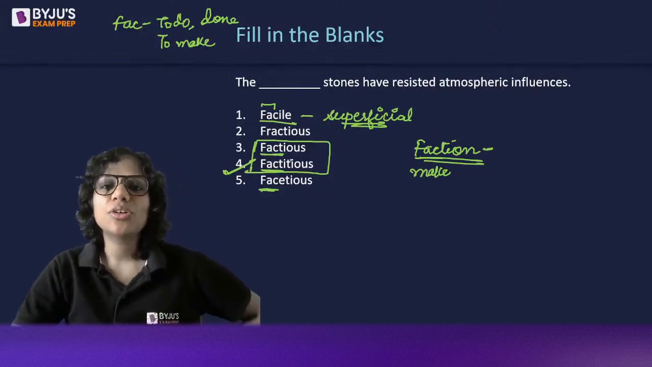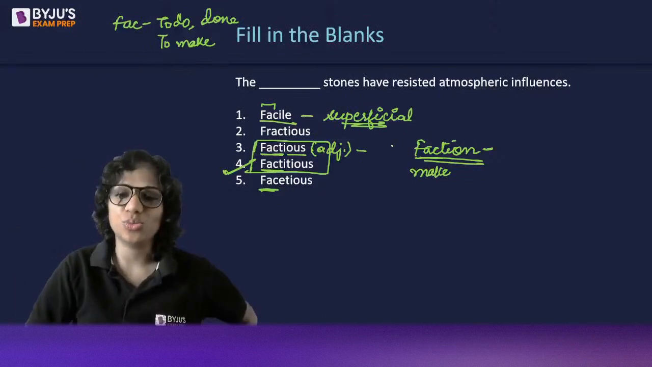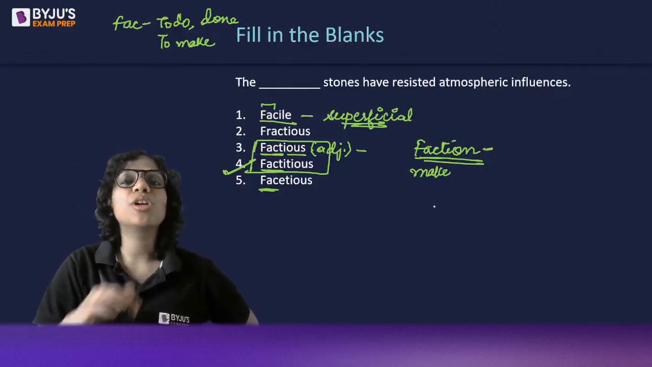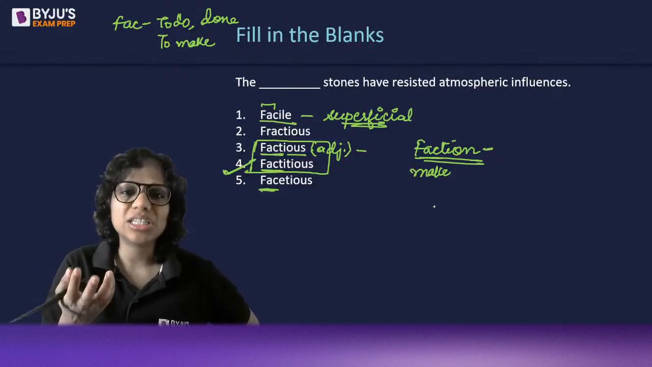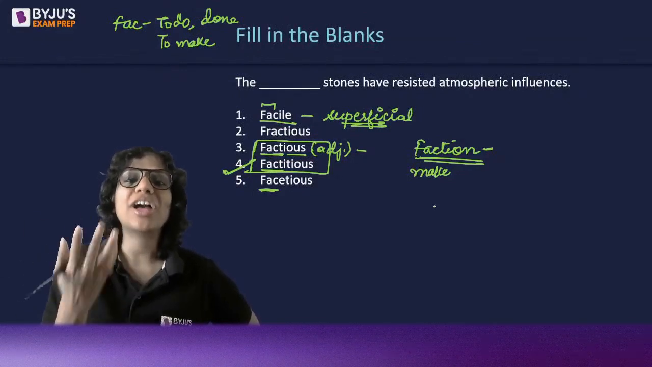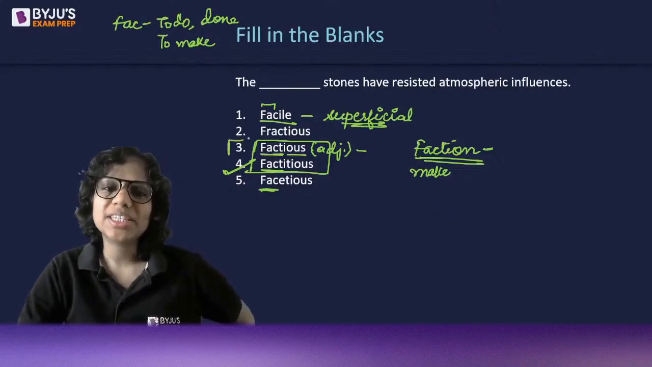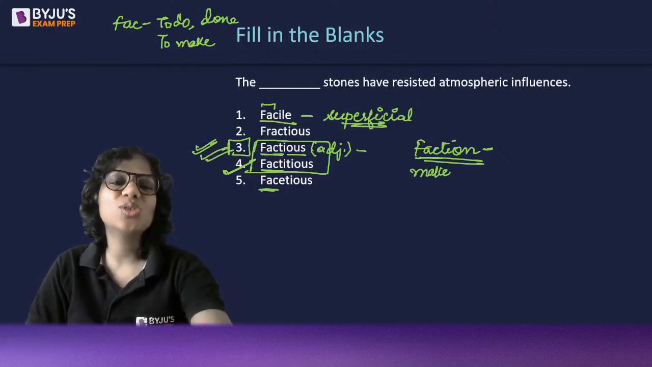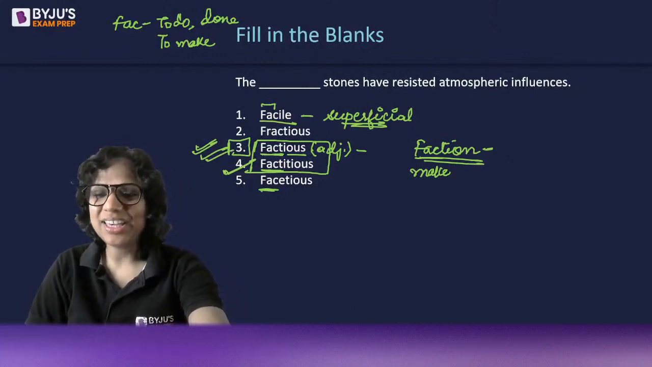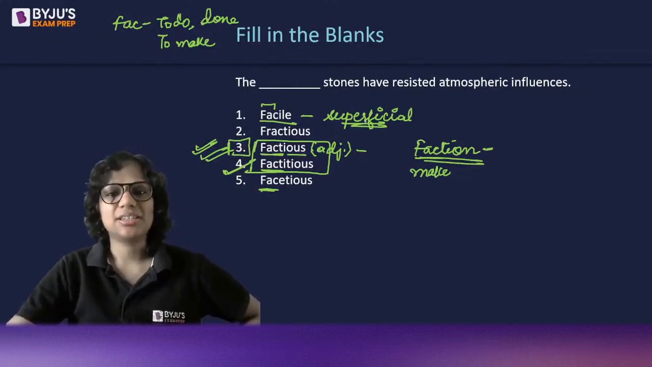Okay, now factious. Factious means intended to promote dissent within the larger group. When a smaller group promotes disagreements in a larger group, that is called factious in nature. Okay, so it's a very interesting word, very politically relevant word. You will encounter it in various newspapers. Okay. Now, what is factitious?